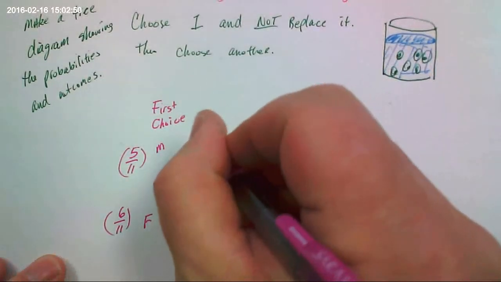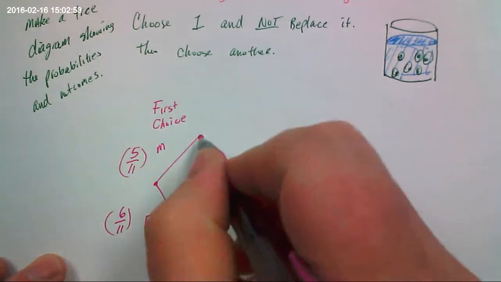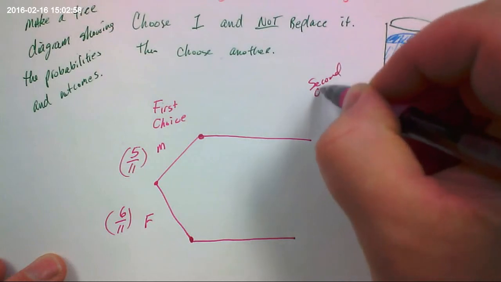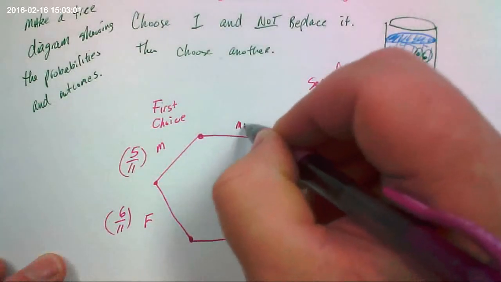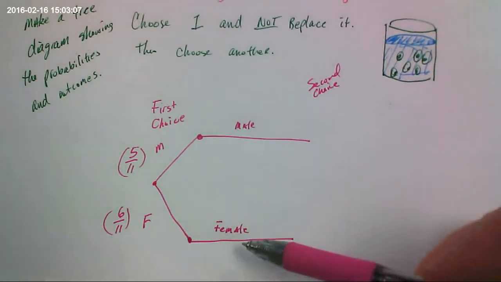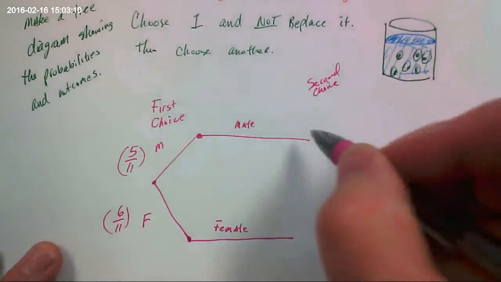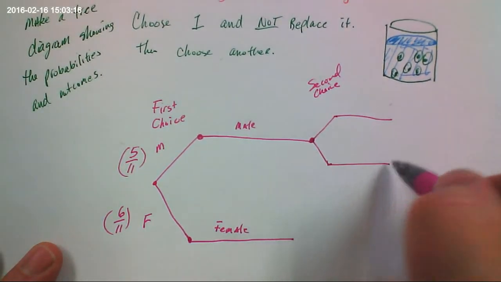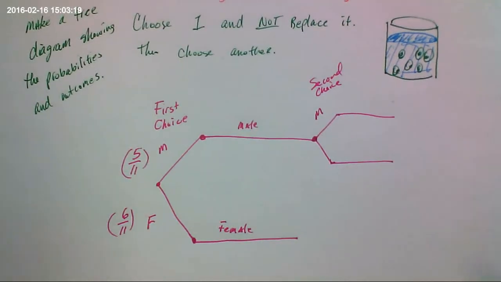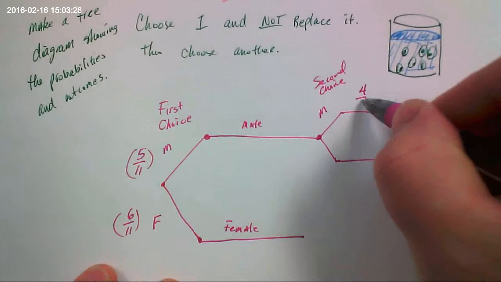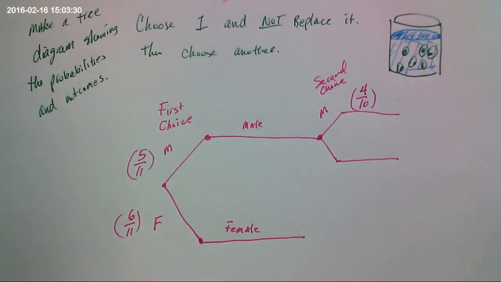You good? Okay. Now, because I don't want my drawing to be all ugly, I'm going to put a little line right here, so I've got room for my second choice. So first choice is male, first choice is female, and then we have our second pick. On the second pick, and this is the tricky part, what's the probability that you randomly chose a male on the second one? 4 out of 10. All right, so let's talk about why it's 4 out of 10. First of all, where's the 4 come from?